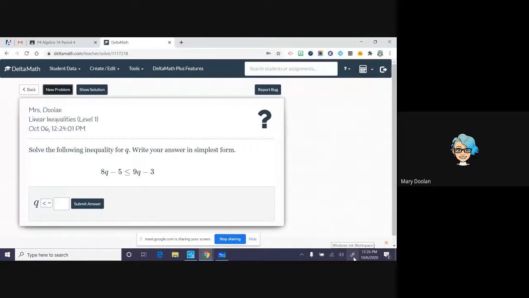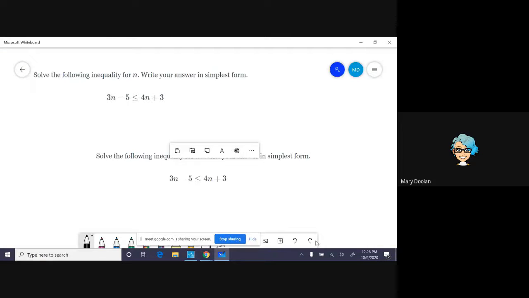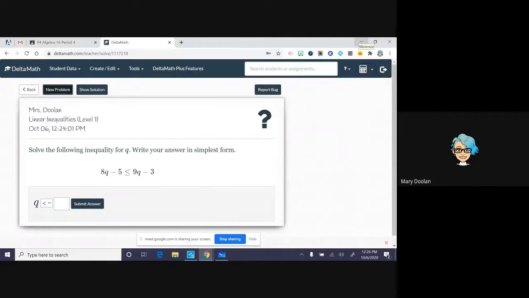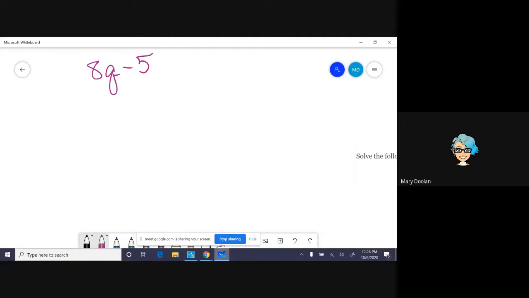Okay, that's fine. So it's 8q minus 5, and then that's less than or equal to 9q. I think it was minus 3. Yeah. Copying and pasting was not my friend right now for some reason. So whatever, it's fine. I'm looking for my variables. Here's one. Here's another one. I've got to get those together.